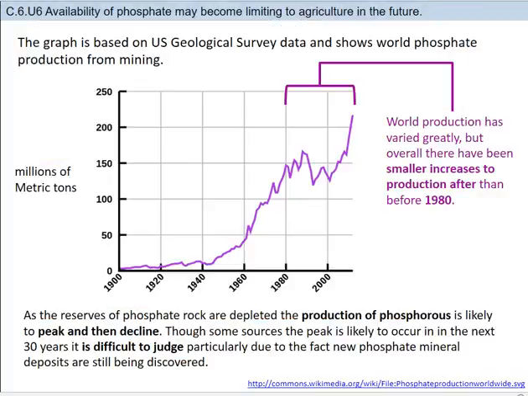Now you can see this is a graph based on US Geological Survey data and shows world phosphate production from mining, and it's showing the increase all the way through. So world production has varied greatly, but overall there's been smaller increases to production after than before 1980. So it seems to be slowing down a bit here. As the reserves of phosphate rock are depleted, the production of phosphorus is likely to peak and then decline. Through some sources, the peak is likely to occur in the next 30 years. It is difficult to judge due to the fact that new phosphate mineral deposits are still being discovered.